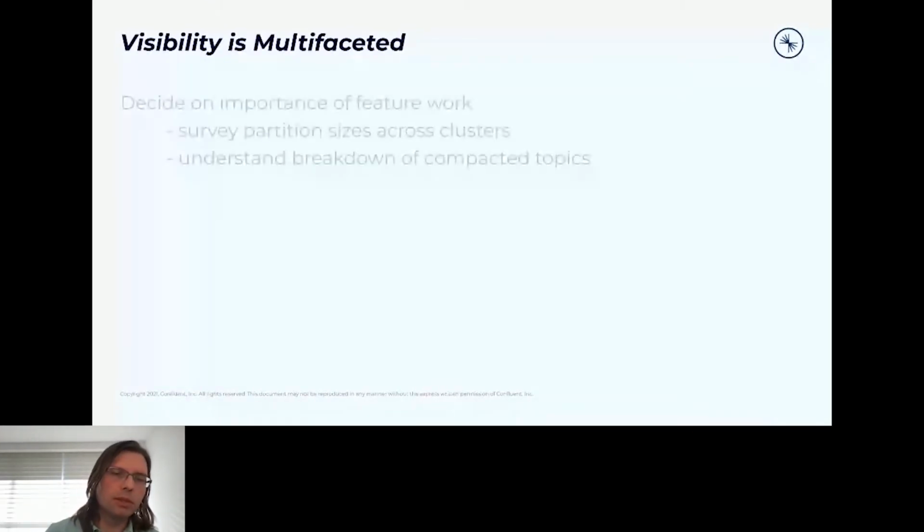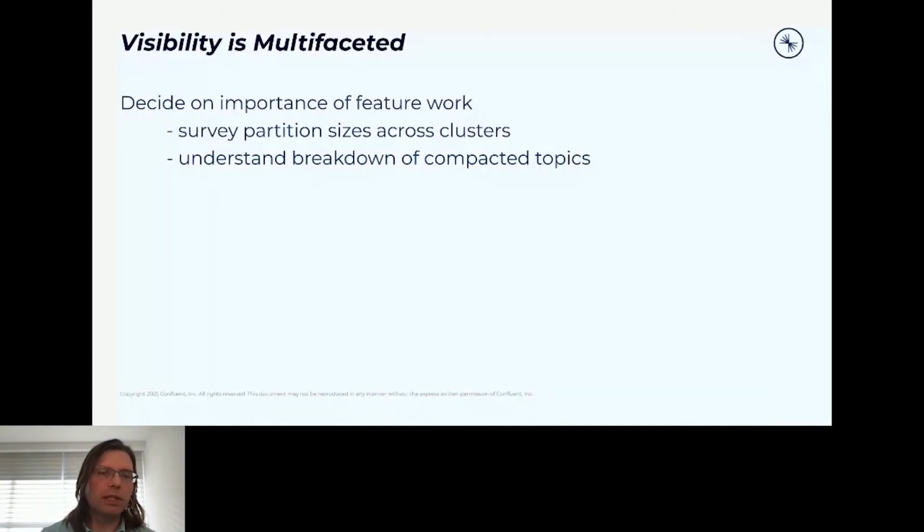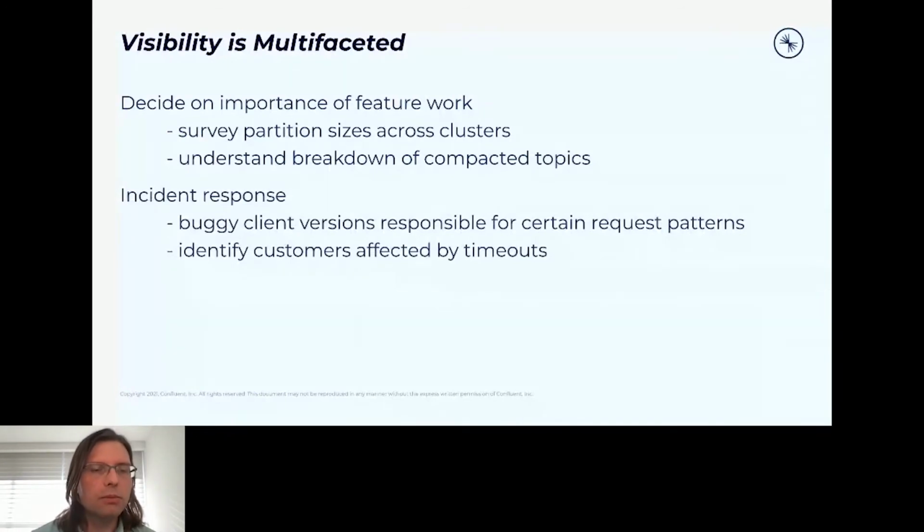Just to give you some ideas, having all this data gives us the ability to decide how important certain features are. Something we wouldn't have been able to do before, for instance, is survey all the different partition sizes across all our Kafka clusters and understand what percent of topics are compacted. Having this information helps us decide, okay, maybe we want to invest in supporting compacted topics for tiered storage, or how important it is to invest in these features based on how people are actually using the product.